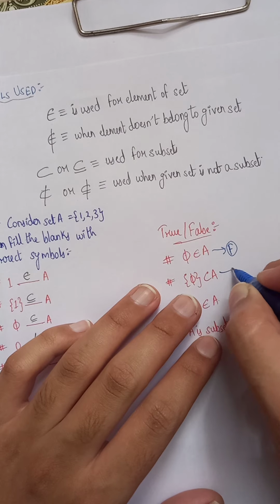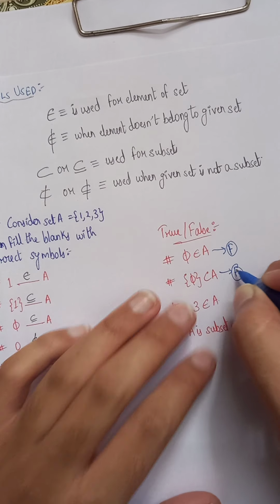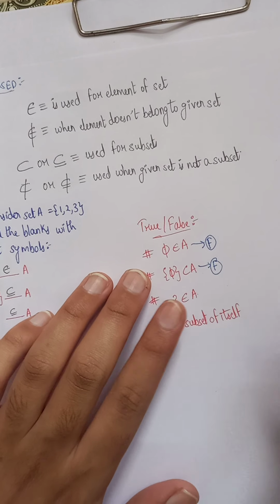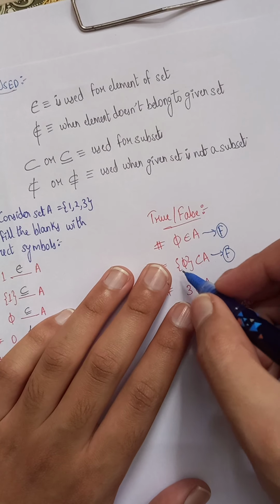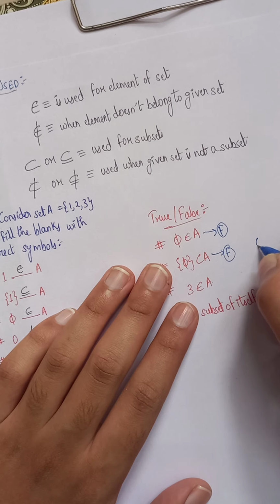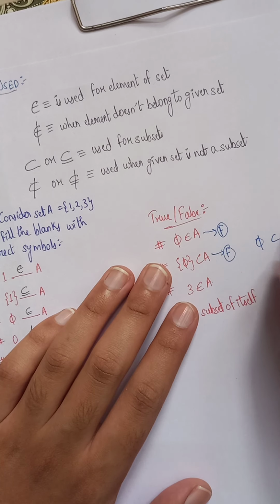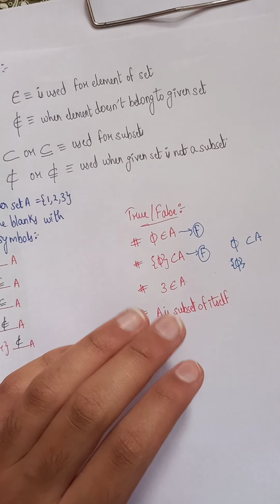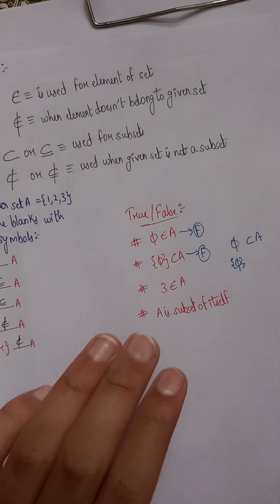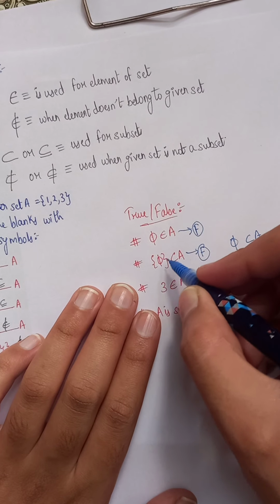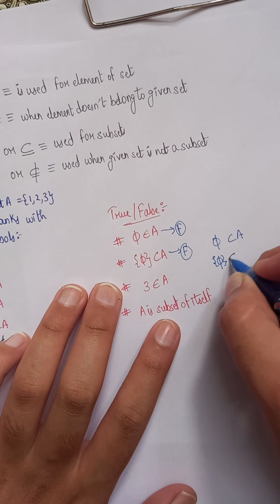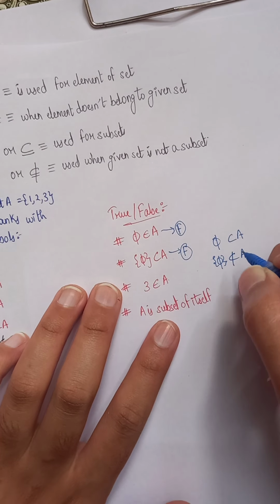This is false. You may ask how we have written 5 is a subset of A, and now you are telling that 5 is not a subset of A. This is actually not 5. 5 alone is a subset of A, but this is not 5. Here the 5 is considered as an element under this bracket, so this is not a subset of A.